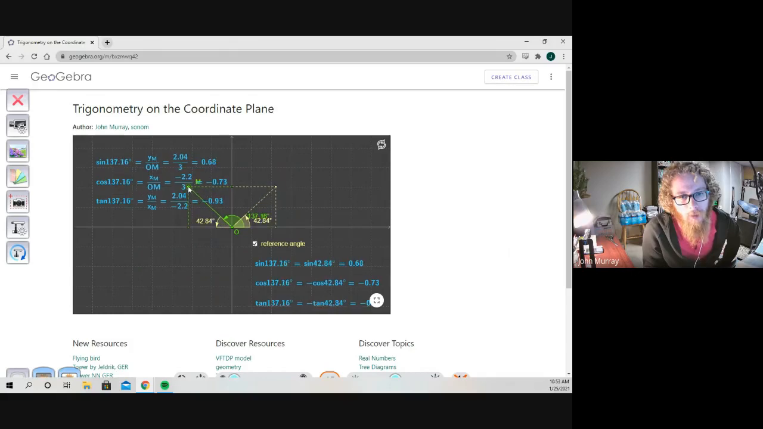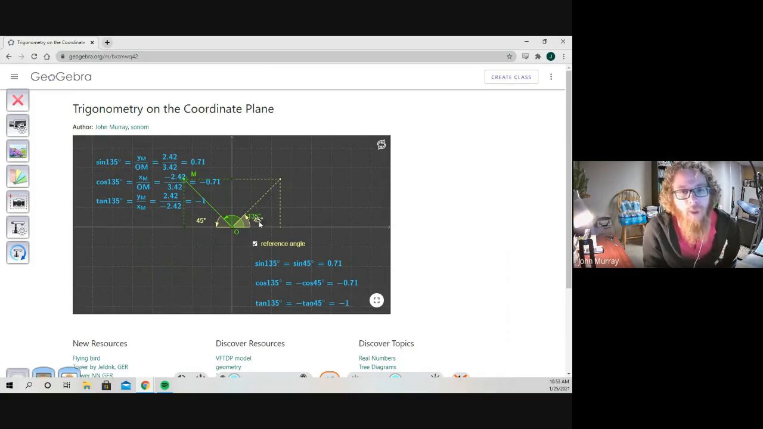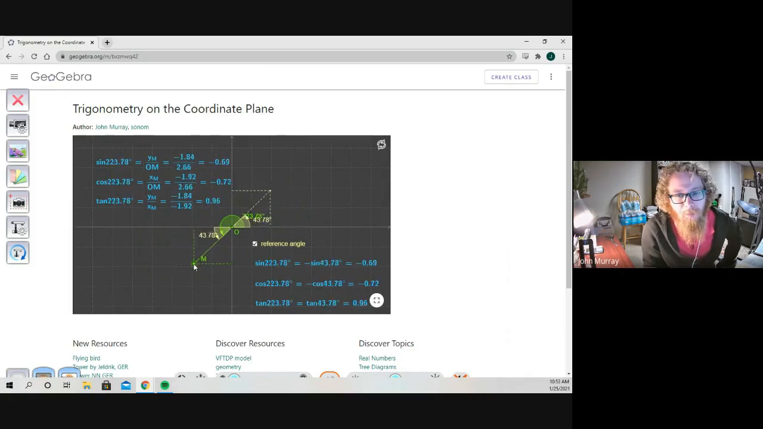Right? So here, at an angle of 135.8, or let me try to get that close. There we go. At our original angle of 135, we get a reference angle of 45. Right? And here, it gives you the values as they are, right? Everything there. Right, so you can move that around and you can see how the reference angle behaves with your original angle.